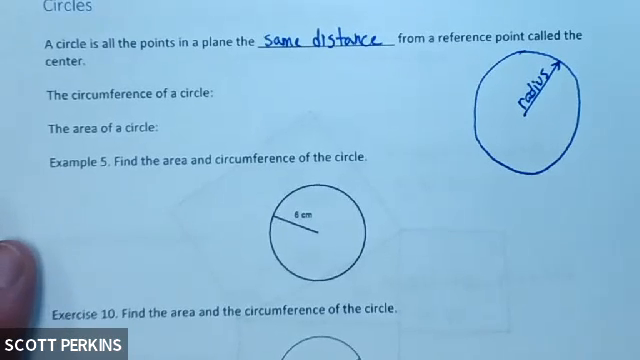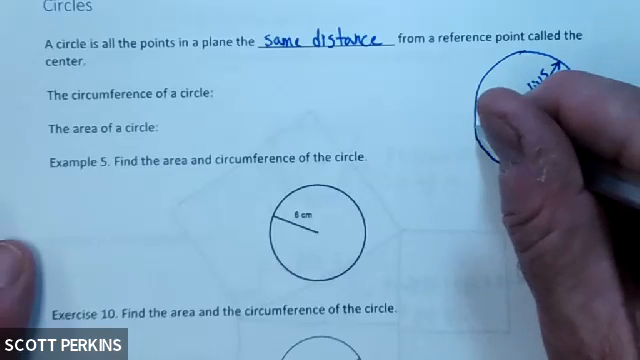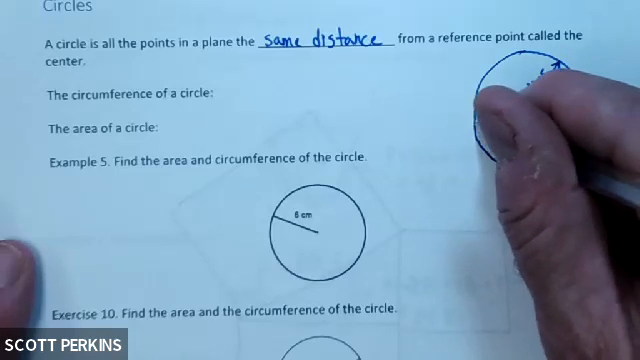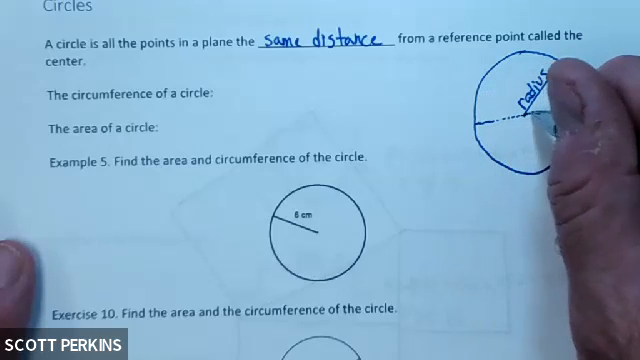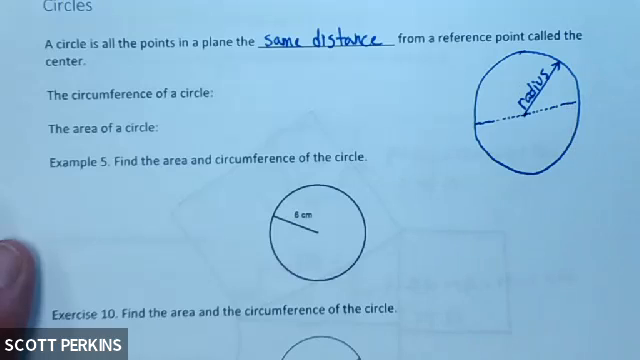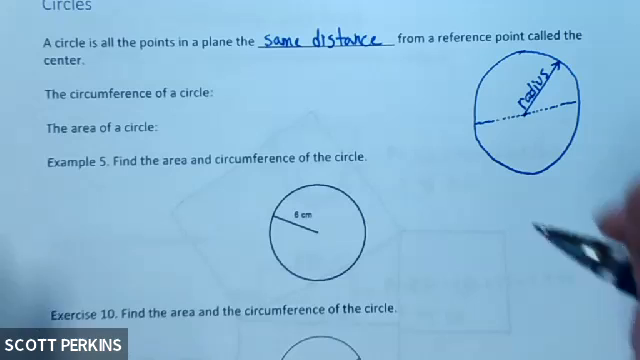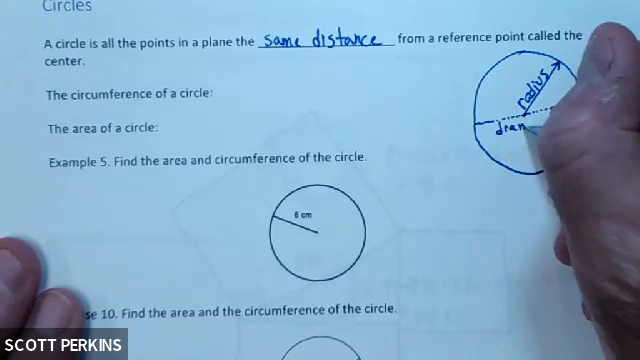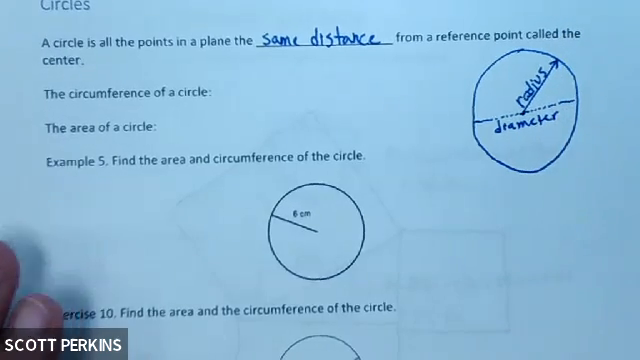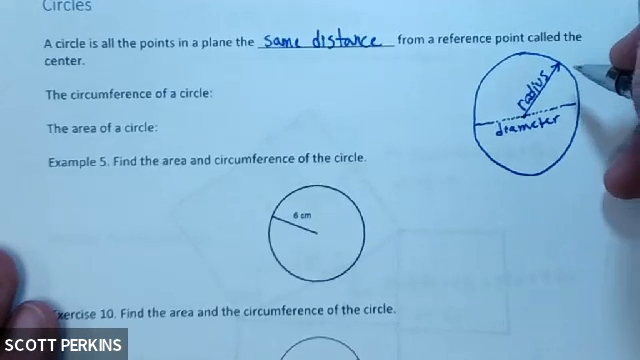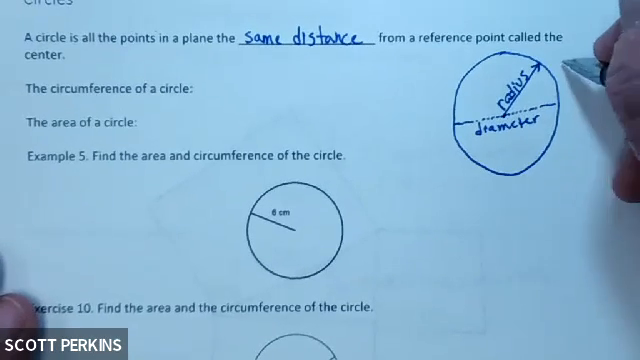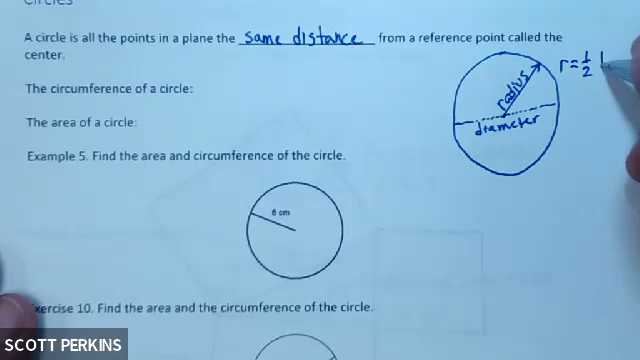If I wanted to draw a line from one side of the circle to the other that goes through the center, I'm just going to make it dotted so that I don't mess up the drawing too much. Does anyone know what that line is called from one side to the other through the center? The diameter. Great. What's the relationship between the radius and the diameter? Perfect. I'm just going to write that to the side because that'll come up in some of your problems. The radius is 1/2 the diameter.